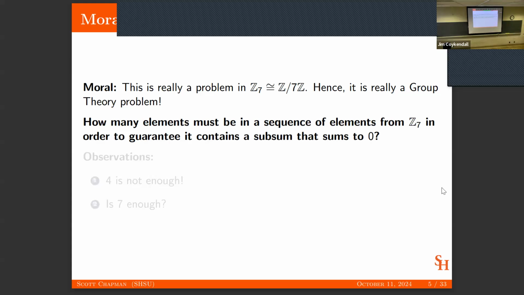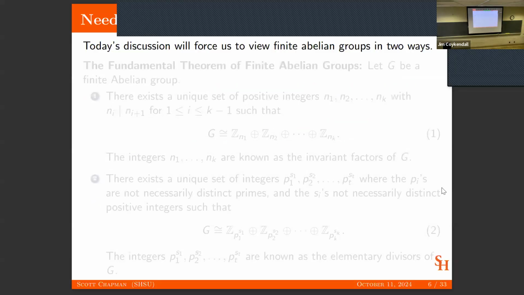How many elements must be in a sequence of elements in Z7 in order to guarantee that it contains a subsum that sums to what? 0, right? A bunch of numbers divisible by 7 in Z7 would sum to 0. So the observations are that from the last slide, 4 is not enough, right? Is 7 enough? Notice on the first slide there were 7 numbers. Okay, well, let's see if we can answer that question.